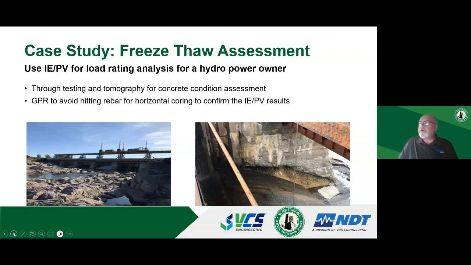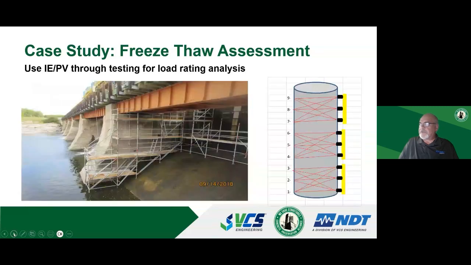So for freeze-thaw, this was an example of a dam that had significant section loss in the concrete buttresses. On the right image, some of that section loss was in excess of 15 to 18 inches on both sides of it. And the question was, what's the condition of the core strength of the concrete buttress?